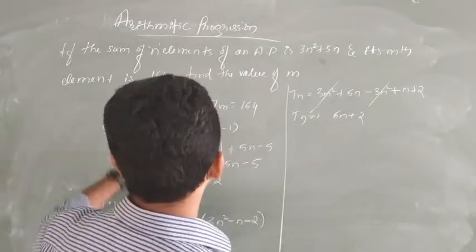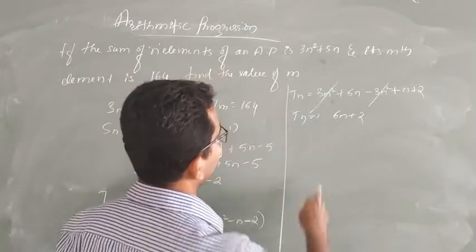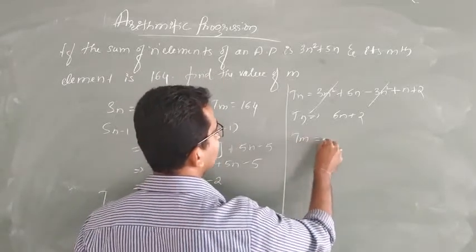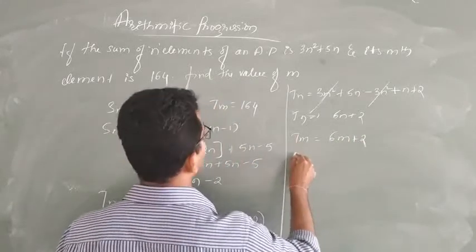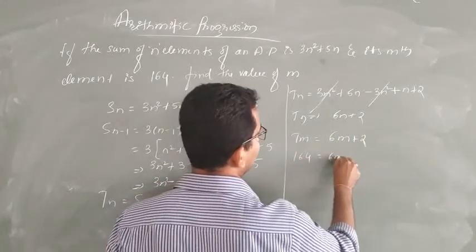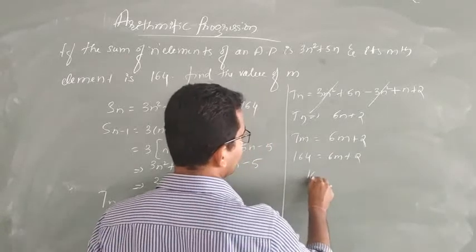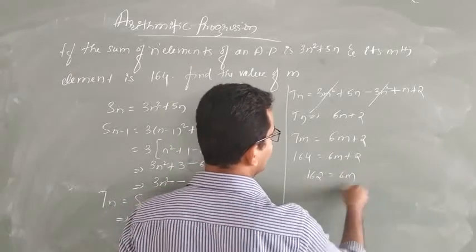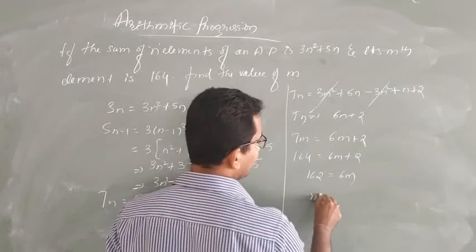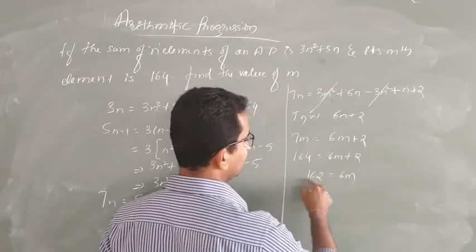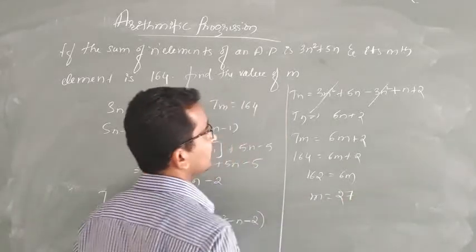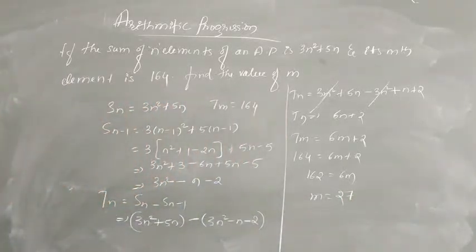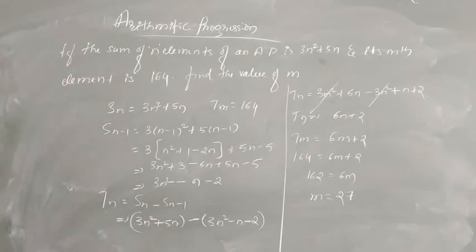So here they have already given the mth element. In place of n, I will substitute m, that is Tm is equal to 6m plus 2. Then the mth element 164 is equal to 6m plus 2. Then 162 is equal to 6m. Then m is equal to 162 divided by 6. 6 2s are 12, then 6 7s are 42. So its m value is 27. Okay. So this example is very simple to solve.